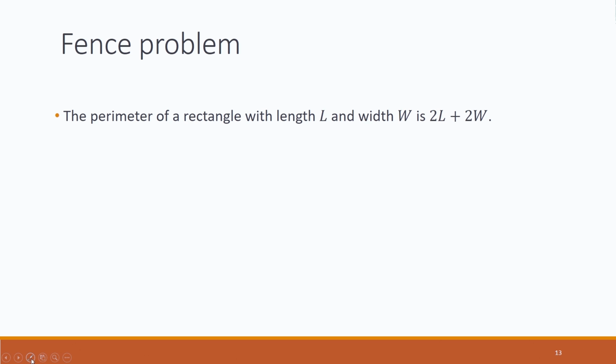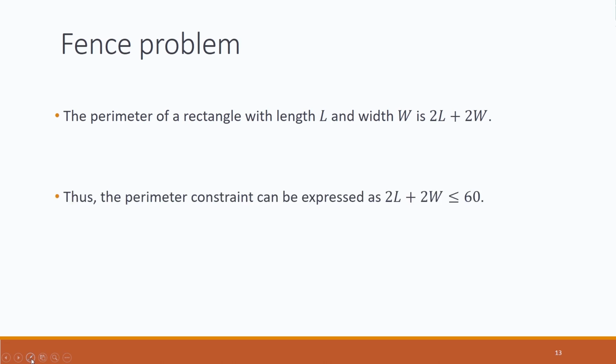So, we need to represent that constraint in a mathematical form. The perimeter of a rectangle, as we all know, is given by 2 times (L plus W). So, this constraint can be expressed in this form: 2 times (L plus W) should be less than or equal to 60. And also we have this restriction that the length and the width cannot be negative. So, that is why we have L greater than or equal to 0 and W greater than or equal to 0. So, with this we have now discussed the objective function, that is L times W.